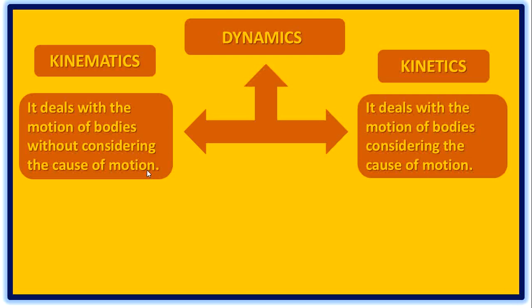What is called kinetics? It deals with the motion of bodies considering the cause of motion. If an object is in movement, we have to consider the reason for the object to move. If a ball is in movement, we have to consider the reason why the ball is moving. If somebody pushed the ball, the ball is moving. Likewise, we have to consider the reason for the ball to move from one place to another place. This is called kinetics.